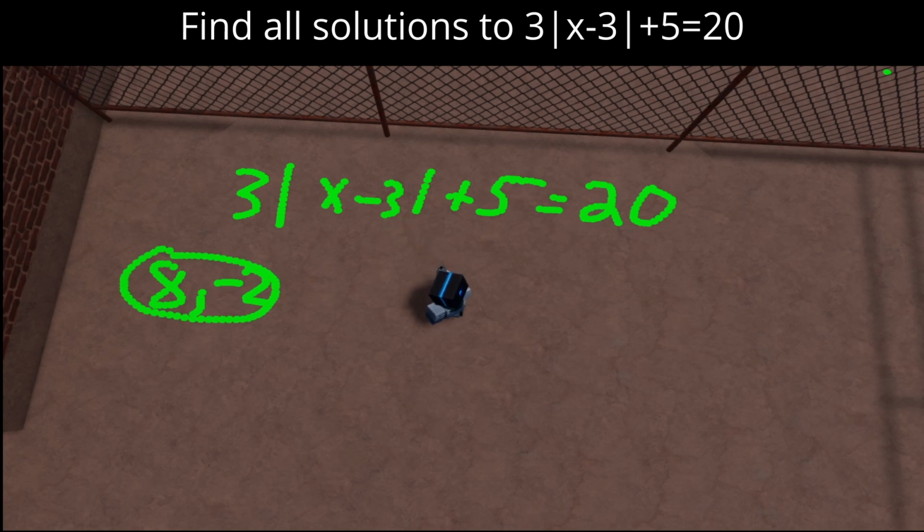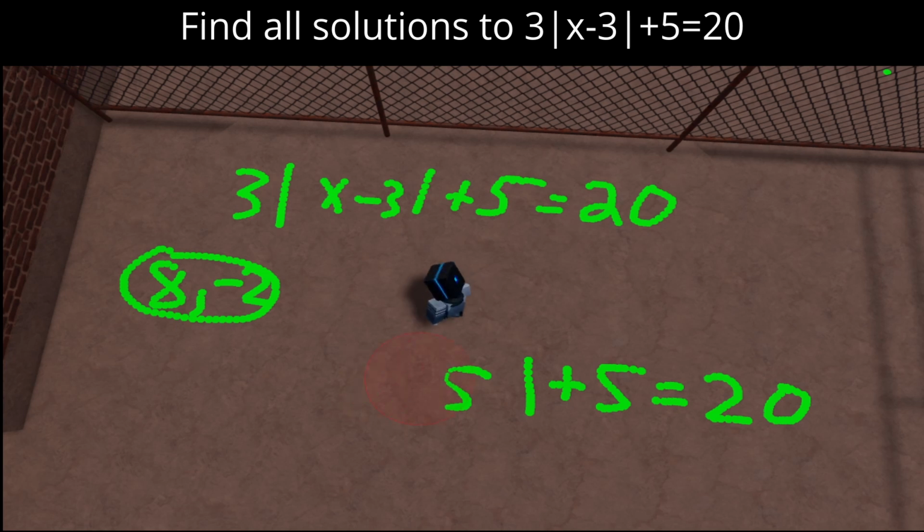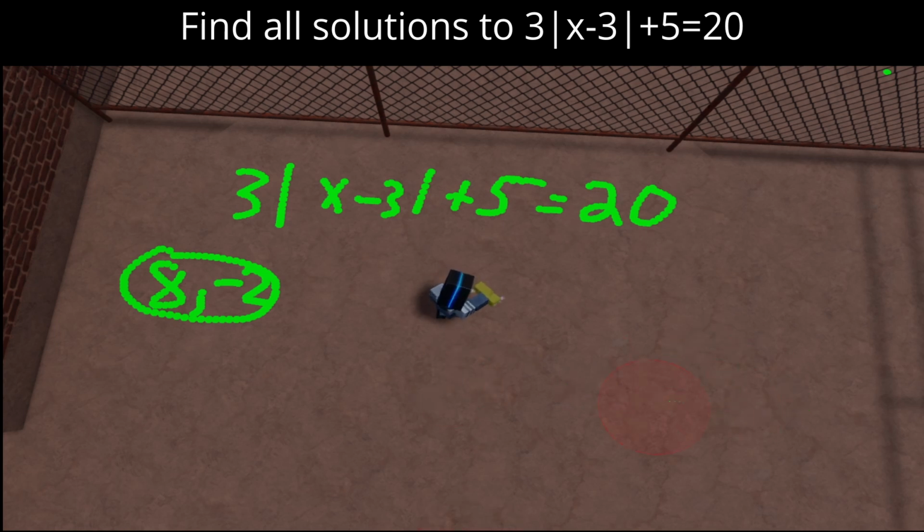Let's test the first one, 8. So I'll have 3 times the absolute value of 8 minus 3, plus 5, is equal to 20. Is that a true statement or not? 8 minus 3 is just 5. The absolute value of 5 is just 5, and 3 times 5 is just 15. Does 15 plus 5 equal 20? Of course it does, which means that 8 is a valid solution. So I'm just going to say 8 is true.